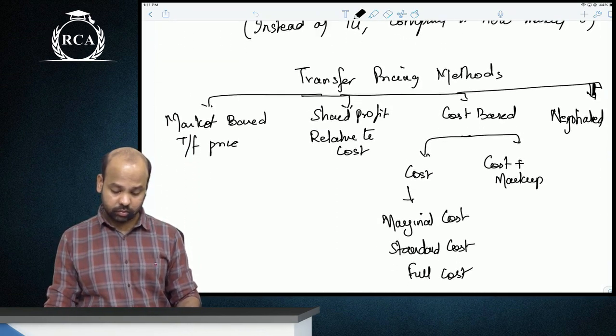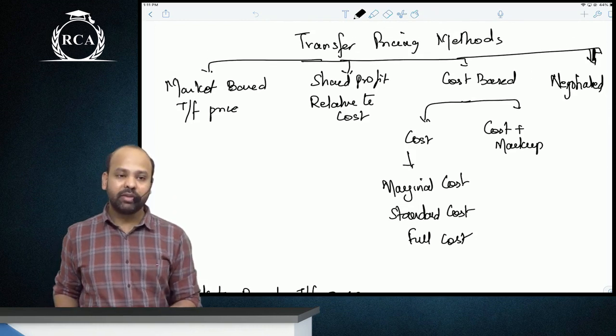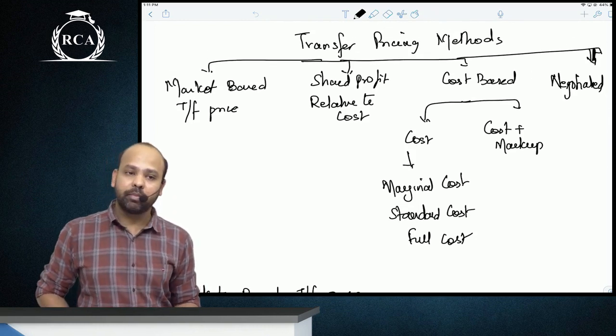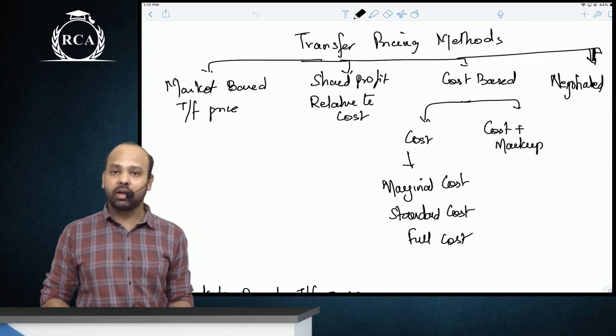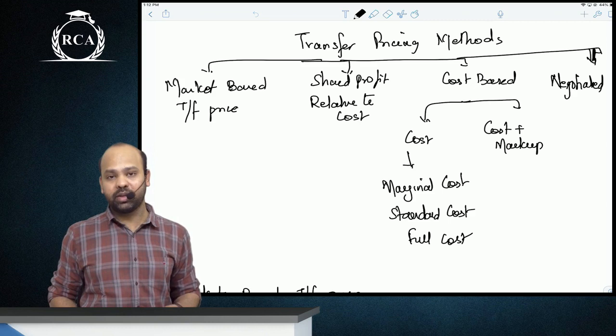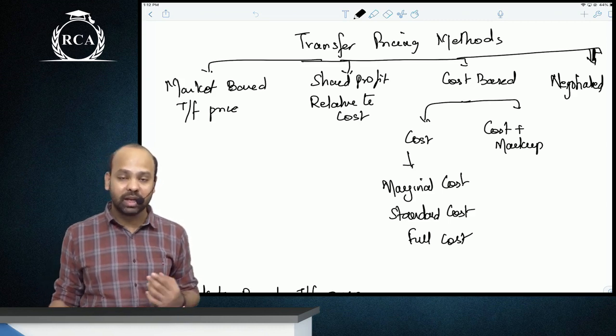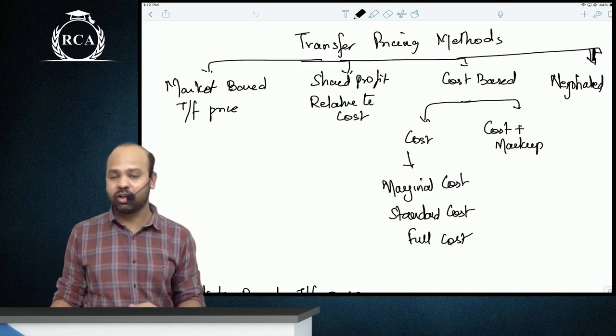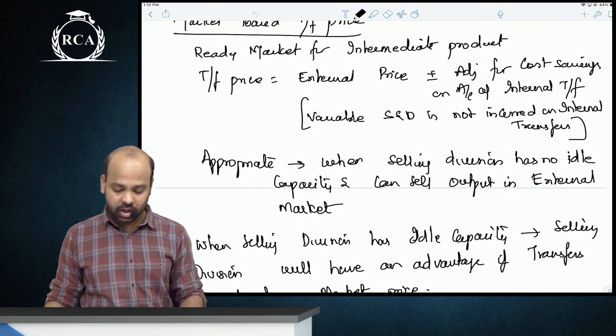Now when it comes to transfer pricing methods, we spoke about market-based transfer price. We spoke about sharing profits in relation to cost. We spoke about cost-based transfer pricing methods. Cost can be variable cost, standard cost, full cost, or cost plus markup. Finally, the negotiated transfer pricing method.